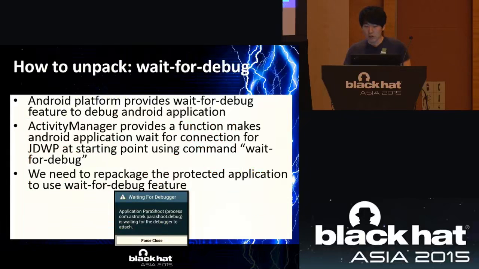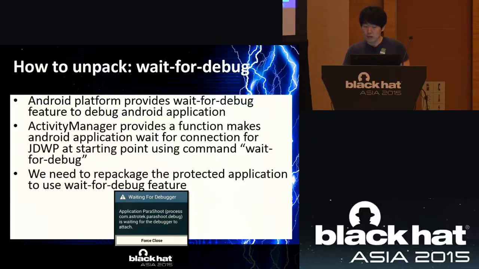Now, I will talk about how we can hook functions on an unrooted device. In the Android platform, there is a feature which I call the wait-for-debug feature. We can debug Android applications through this feature. If the debuggee has the wait-for-debug flag set, it will wait for a debugger just after execution.